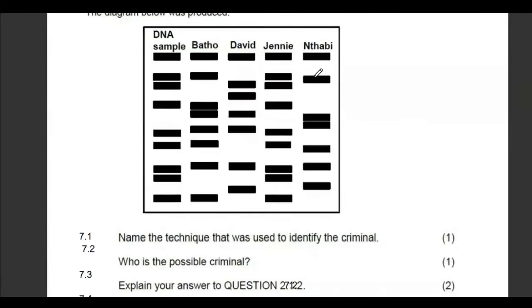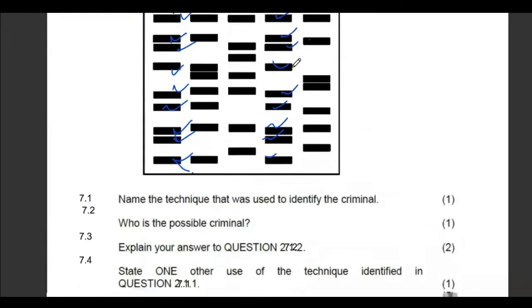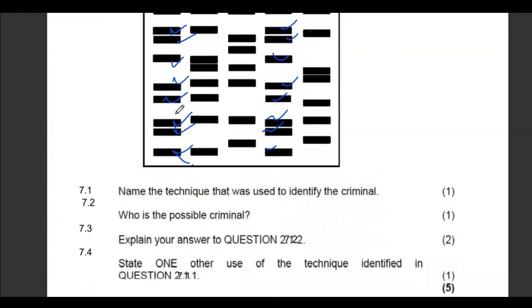Now look, this is the DNA sample, and then these are the suspects. It means that these are the DNA they found, but you have to see where it is corresponding. This one goes with that, this one goes with that, and this one is that. Use a ruler to identify this with this, this with this, this with this. So it means that Jenny is the suspect whose DNA profile is matching with the DNA sample obtained from the crime scene.